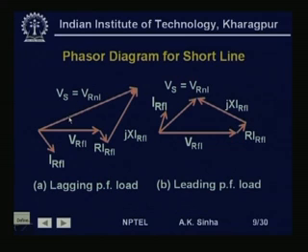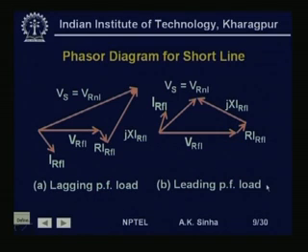That is what we see for a lagging power factor load, where Ir,FL is lagging Vr,FL by an angle theta, we get Vs, which will generally be larger than Vr. That is, there is going to be a positive drop of voltage for this system.